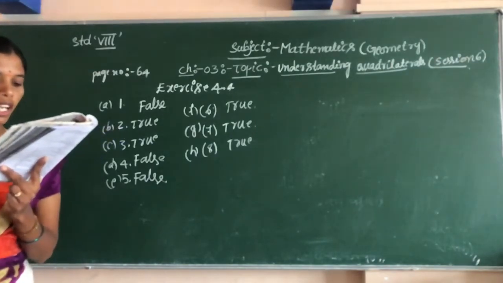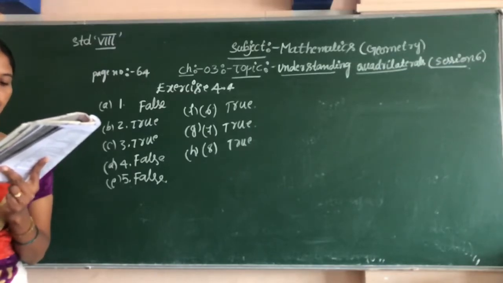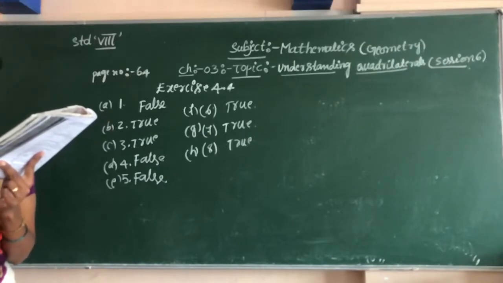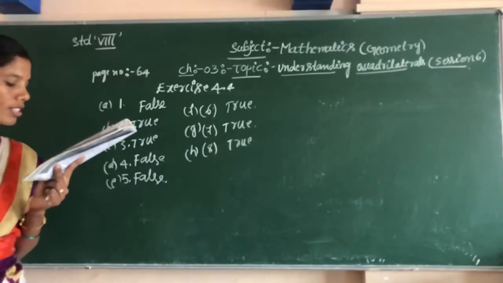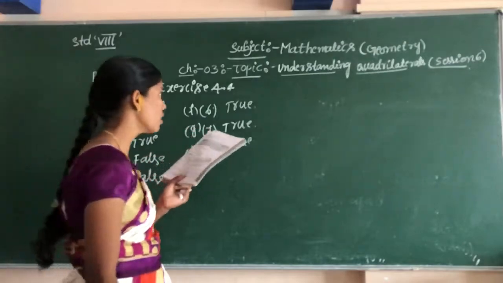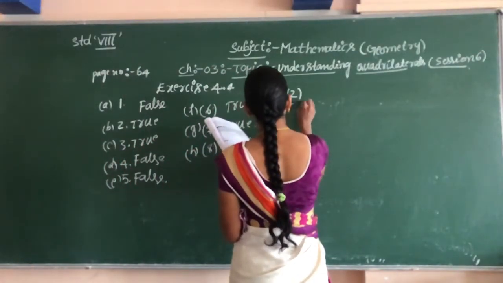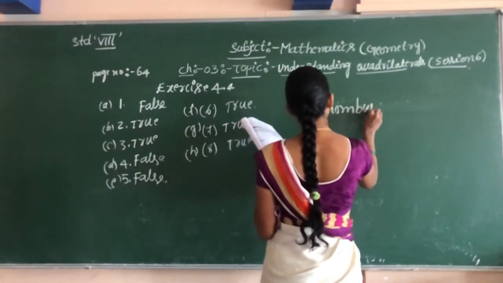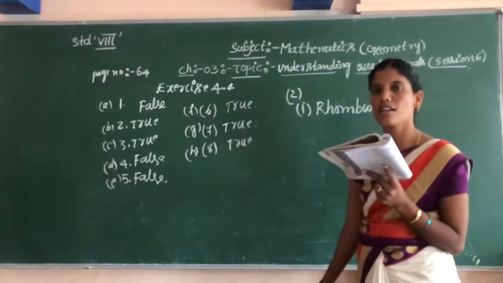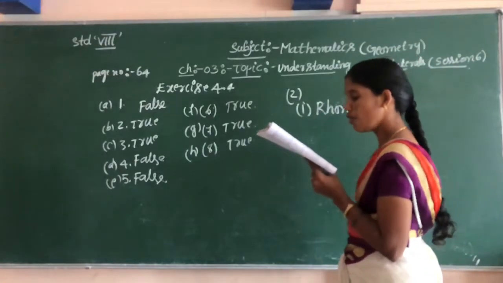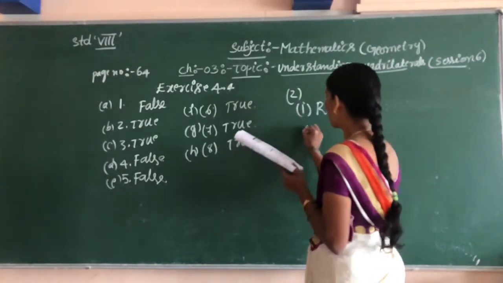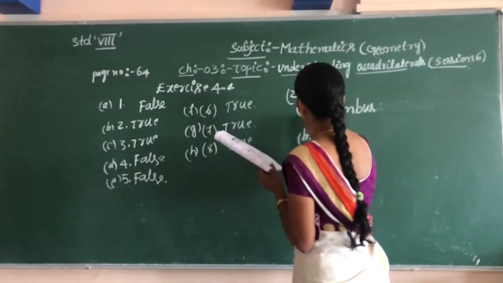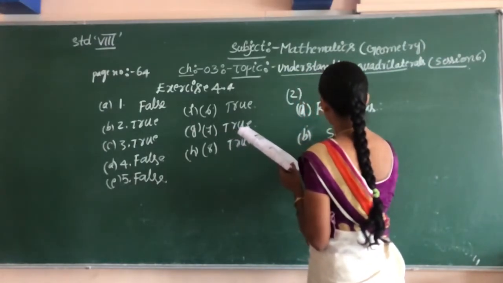Now next, identify the quadrilaterals that have: first one, 4 sides of equal length. Which one? Rhombus. 4 sides equal means rhombus. 2 pairs of sides equal means kite. Second one, 4 right angles. This is square.